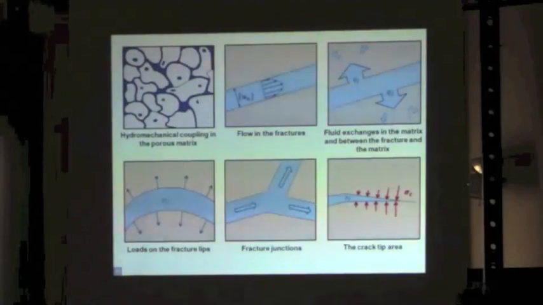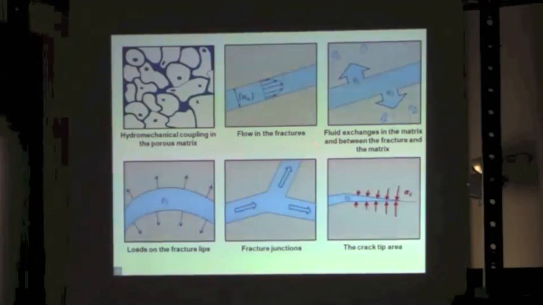So here is a sketch of the challenging aspect of this modelization. First, we have to model the hydromechanical coupling in the porous matrix. We'll also have a look at the flow in the fractures. We'll have to take into account the fluid exchanges in the matrix and between the fracture and the matrix. We'll have to model the loads on the fracture walls. We'll have to see what goes on at the fracture junctions for the fluid. And we'll also have a look at the crack tip area.